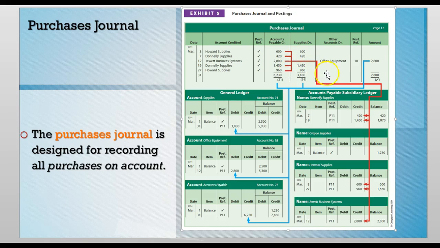These will end up individually in the accounts payable subsidiary. Their totals here, here, and here are going to be posted to the general ledger. And again, accounts payable has to agree, the total in this ledger has to agree with the total in this ledger. Very clean.